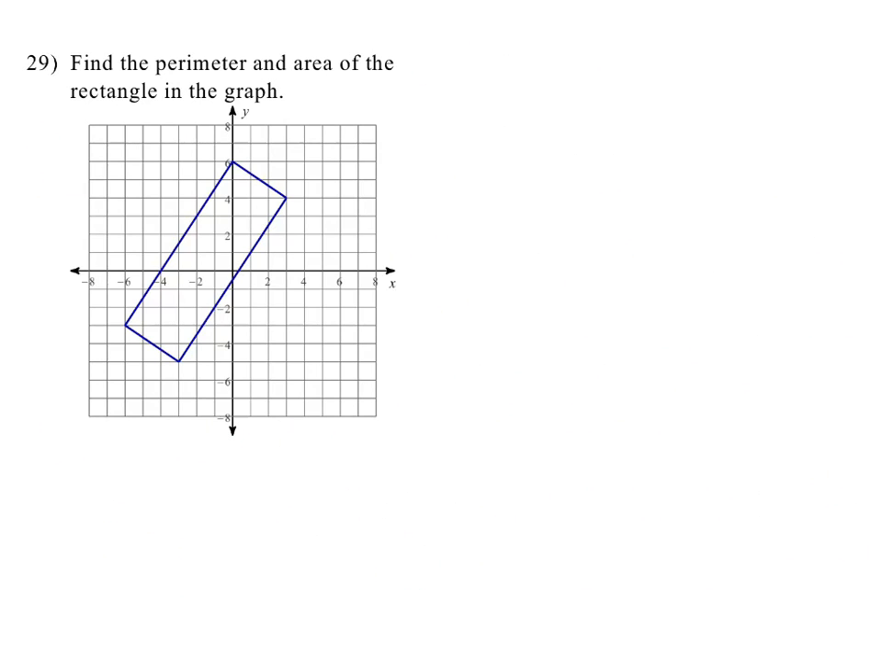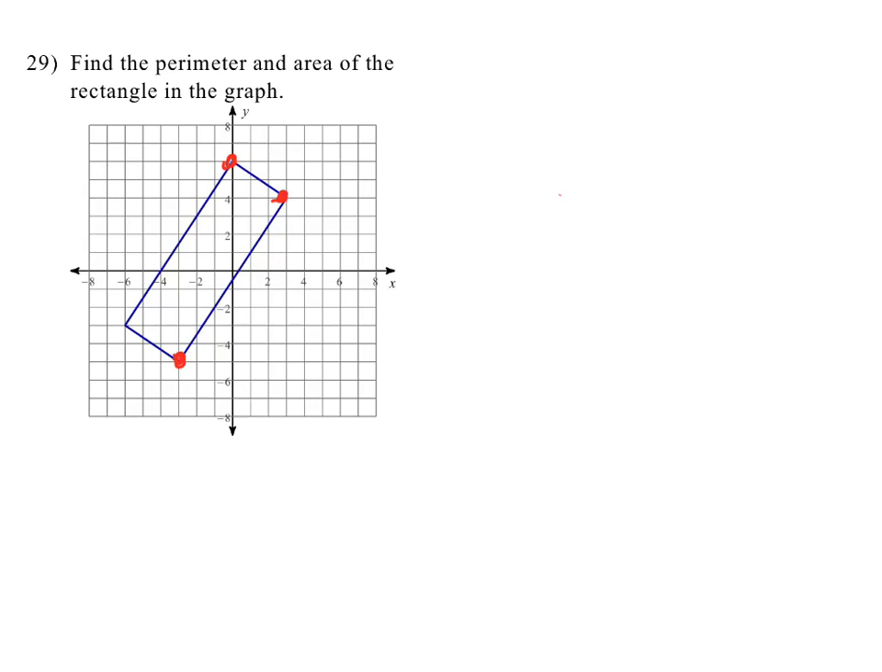Alright, it's time to finish up the review for Mastery Quiz 13 on this next one. Here you're supposed to get the perimeter and area of the rectangle on the graph. Really, to get area and perimeter you only need 2 sides' worth. So I'm going to pick these 2 sides, that side and that side.